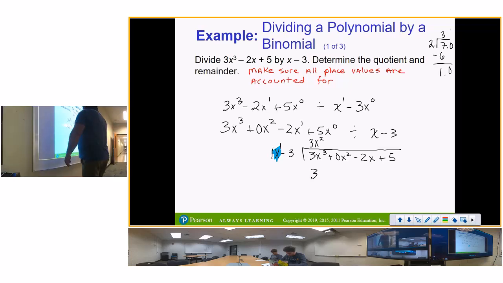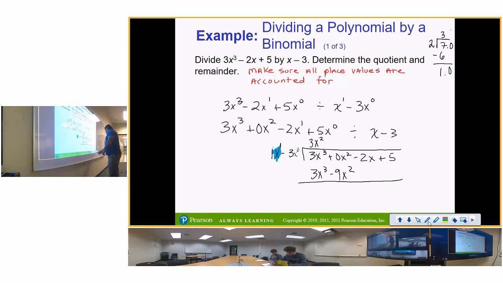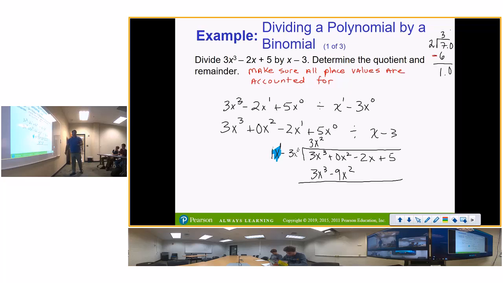X to the second times x to the first is x to the what? Third. 3 times negative 3 is negative 9. X to the second times x to the 0 is x to the second. And what do we always do? We always subtract. Now this was always one term, but what if you have 2 terms?